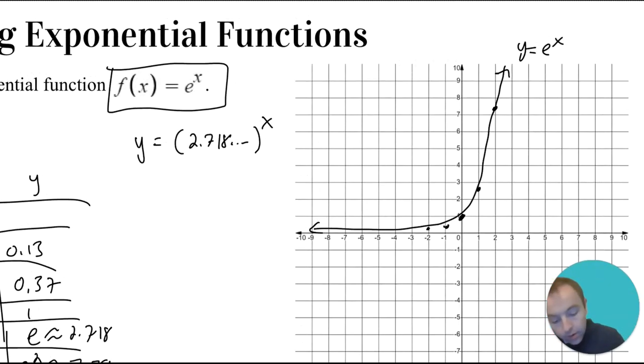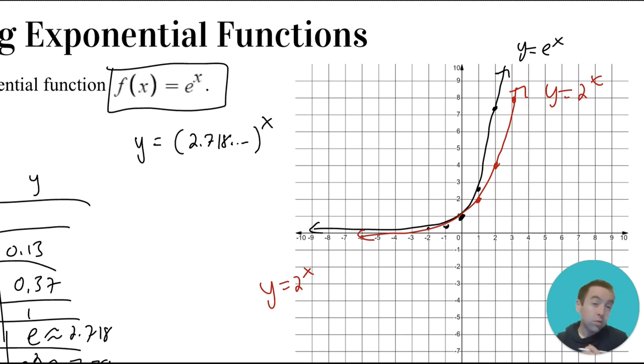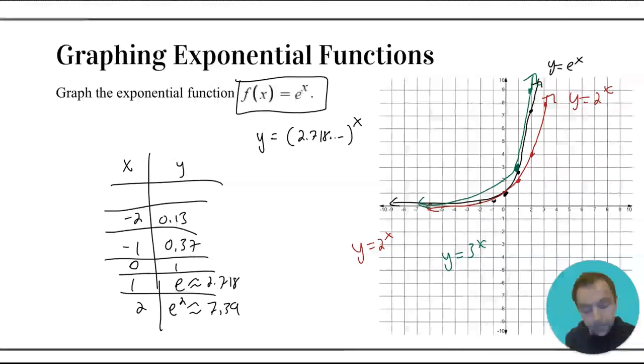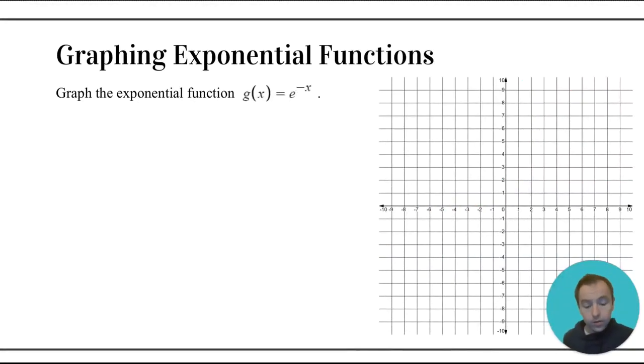If you compare it with some other exponential functions, like maybe in red if I do 2 to the x, 2 to the x should go through 1, 2, and then 2, 4, and then 3, 8, and go something like this. You'll see that y equals 2 to the x actually grows slower because it doesn't get as high as quickly. That's because 2 is a smaller number than e, because e is 2.718. But in the green, if I do y equals 3 to the x, it does get to 3 at 1 and then 9 at 2. So 3 to the x is an exponential function that grows faster because 3 is a little bit higher than e.